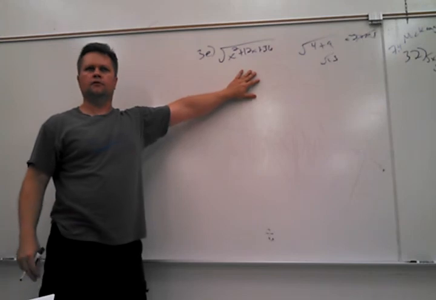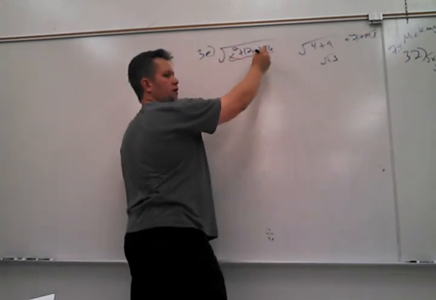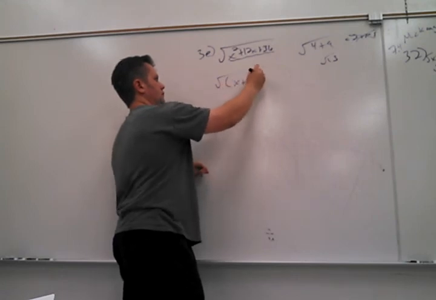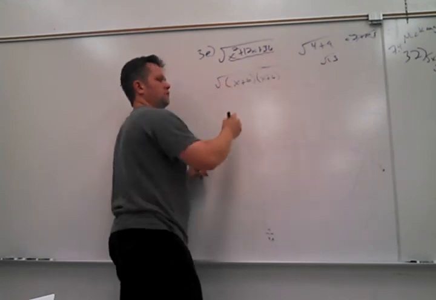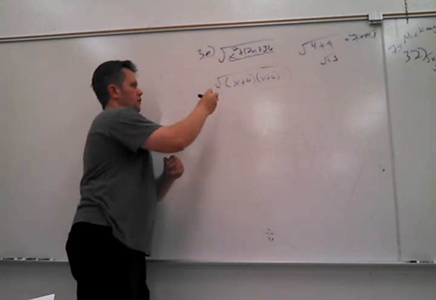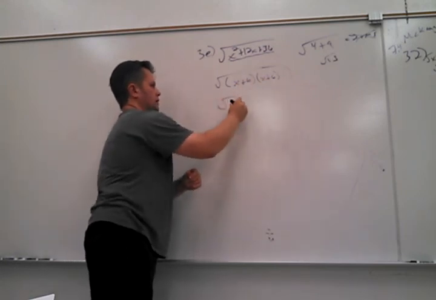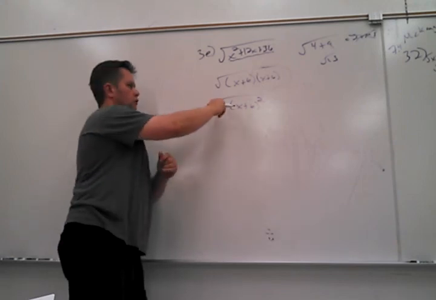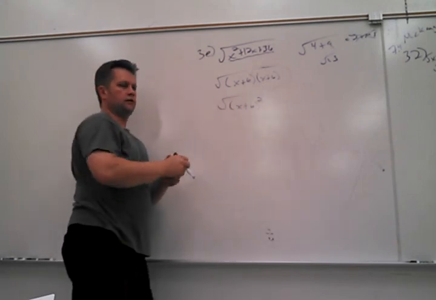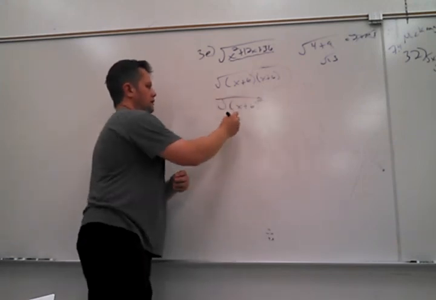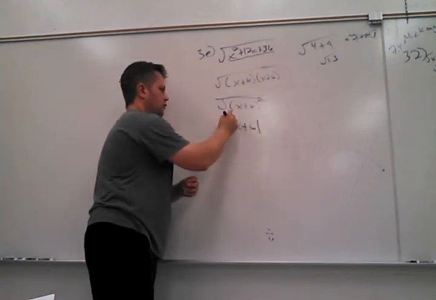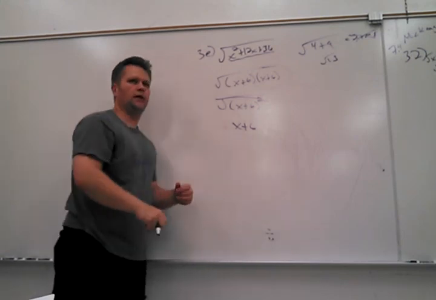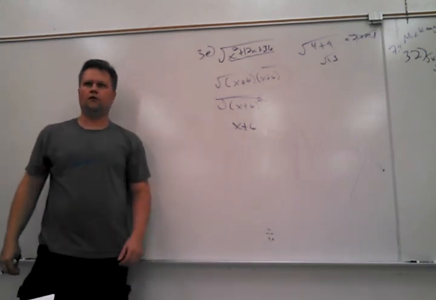This is screaming to be factored. And of course, x plus 6 times x plus 6 is x plus 6 squared. And what did the square root and the square do? Cancel. Now, I think on the test, I'm not even going to worry. In some cases, you have to do this. But I'm pretty much going to say don't worry about that. Just assume that everything is positive and go for it.